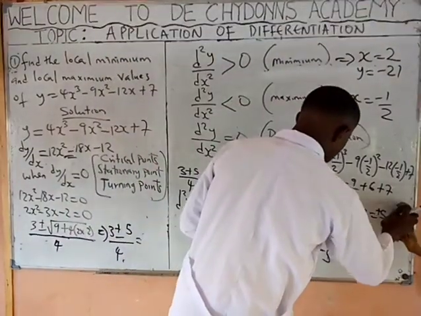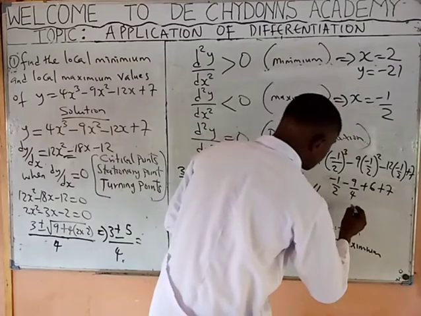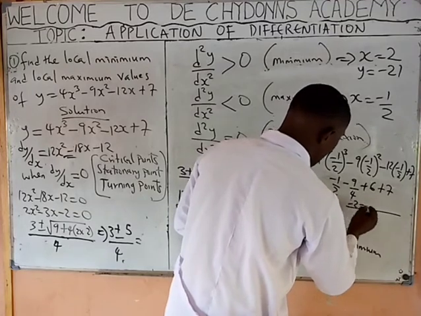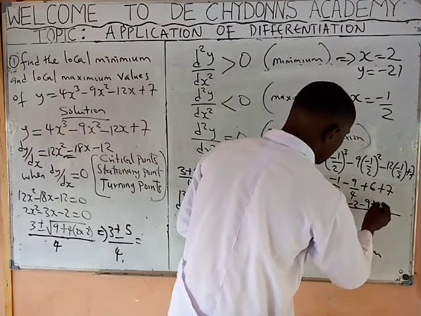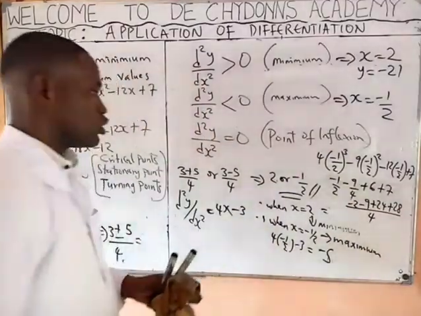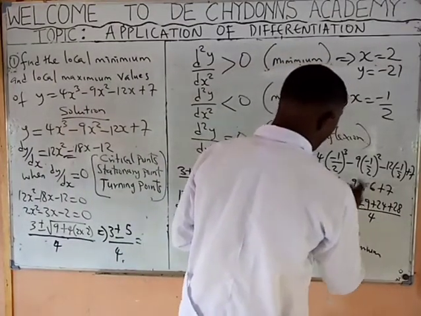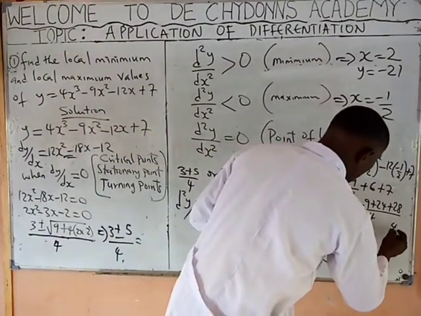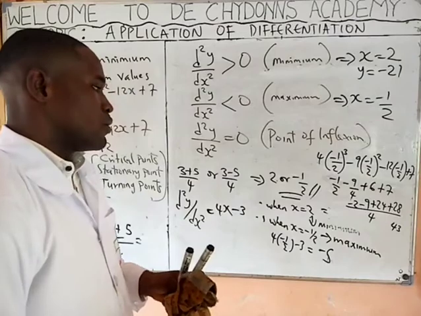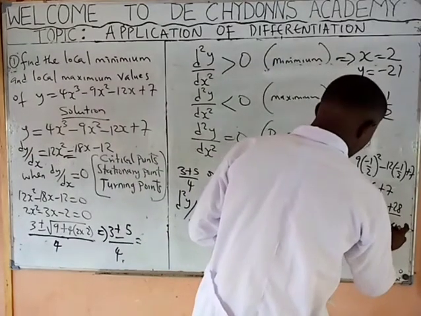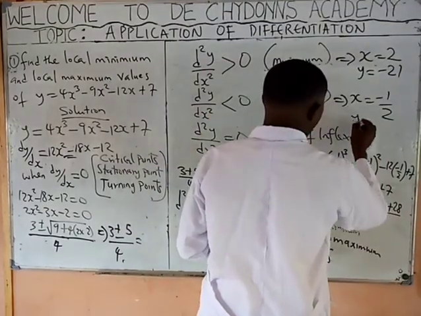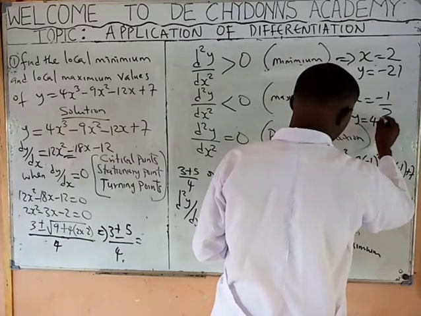Then when you look for the LCM, it will be 4. 2 times 6, minus 2, minus 9, plus 24, plus 28. So this will give you 52. 52 minus 9 will give you 43. Yes. Then 43 minus 2 will give you 41. So y equals 41 over 4.